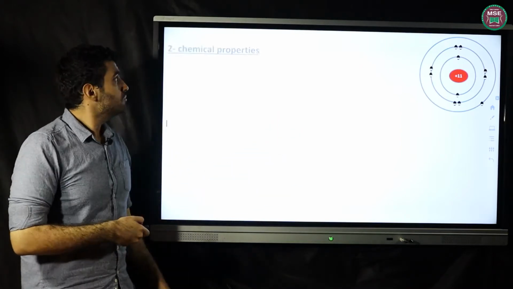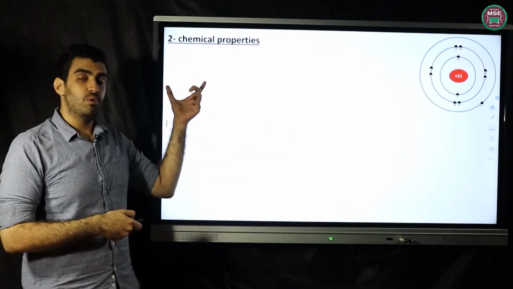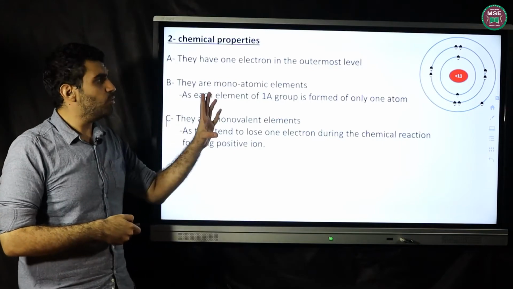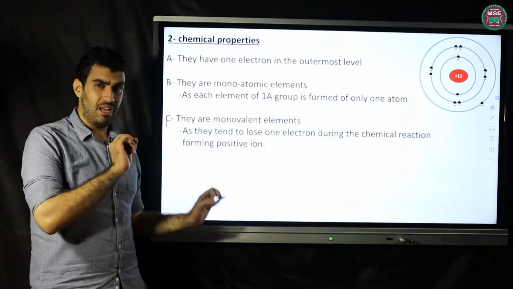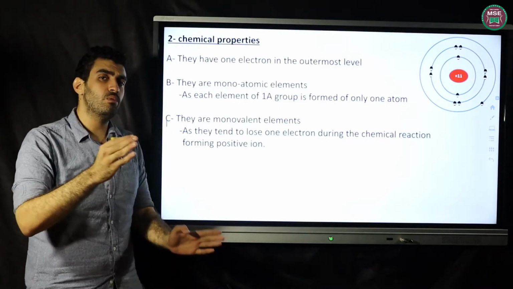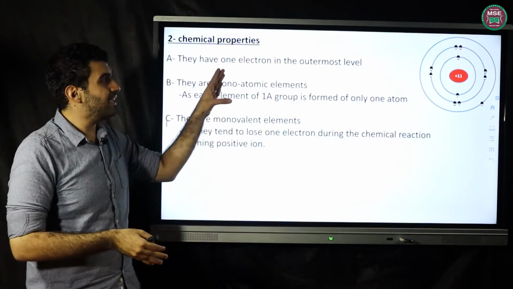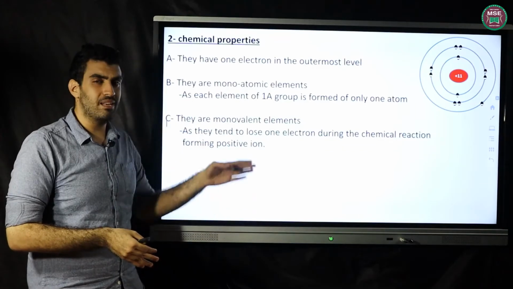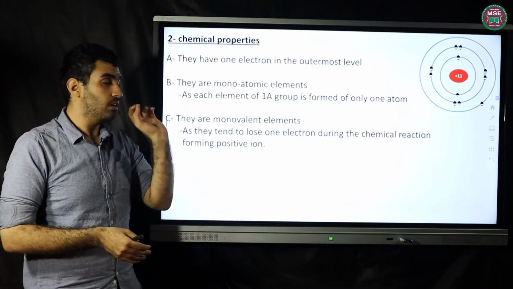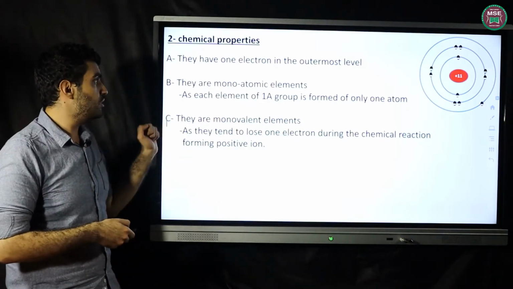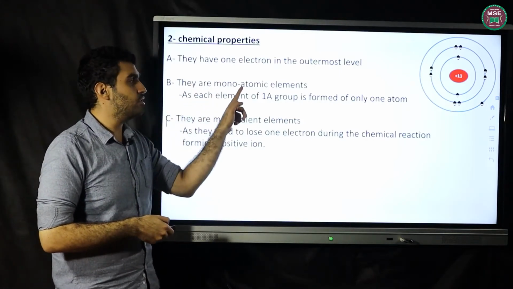Now to study the chemical properties. Number 1, any element found in group 1A must have 1 electron in the outermost level. So all the elements found in group 1A, all the alkali metals, have 1 electron in the outermost energy level. Number 2, they are monoatomic elements.